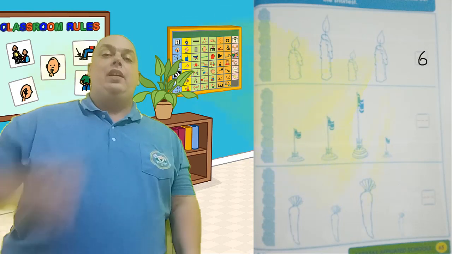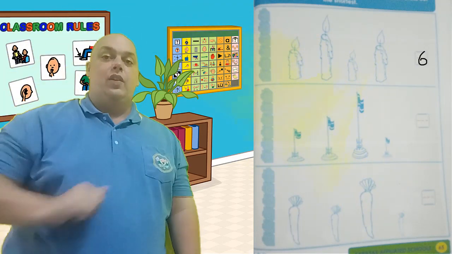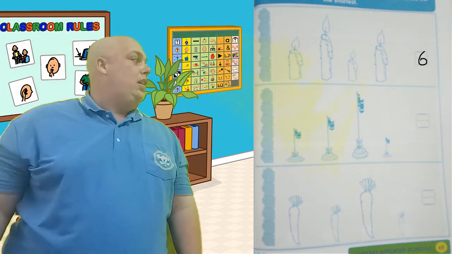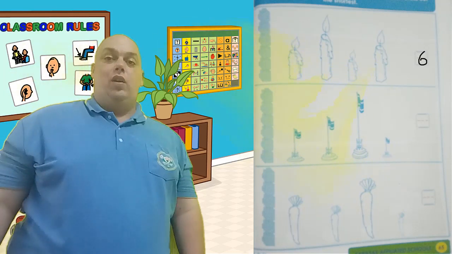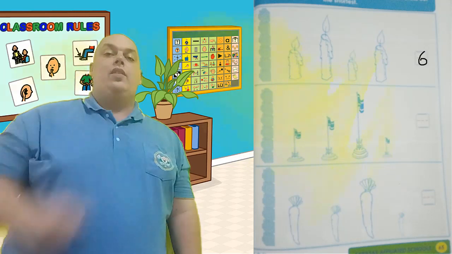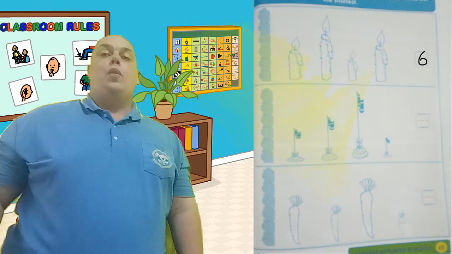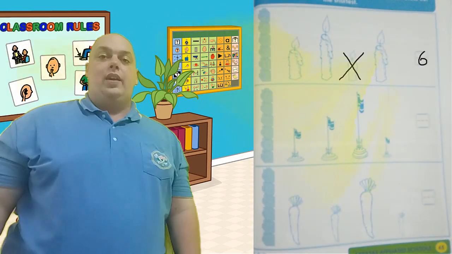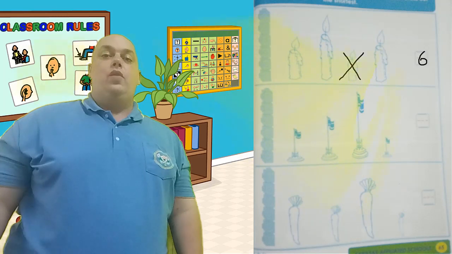Now we have to find the shortest. Which one is the shortest? Is it candle number 1, 3, or 4? Yes, candle number 3 is the shortest. So we're going to cross out that candle. Okay. Are you ready for the next one?